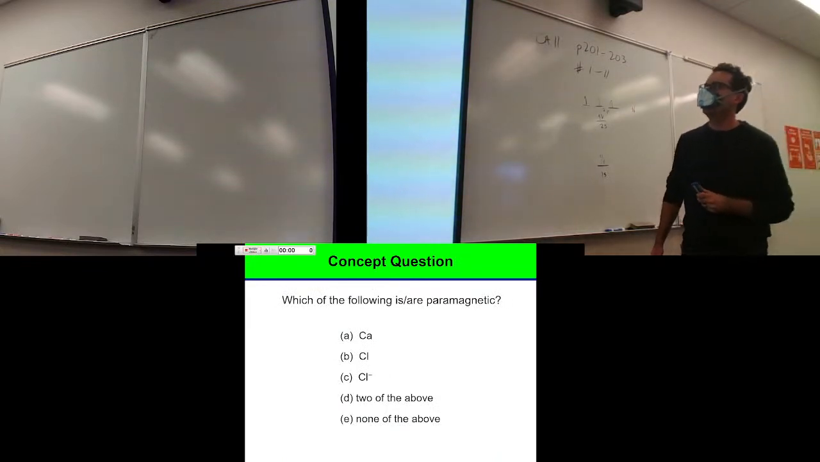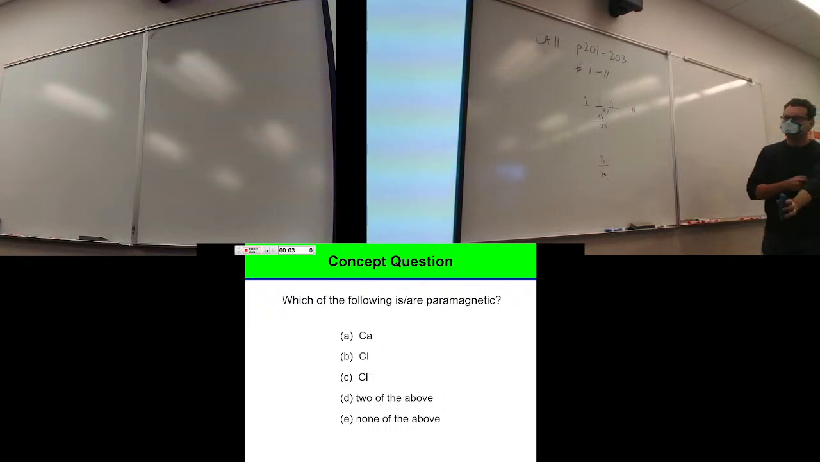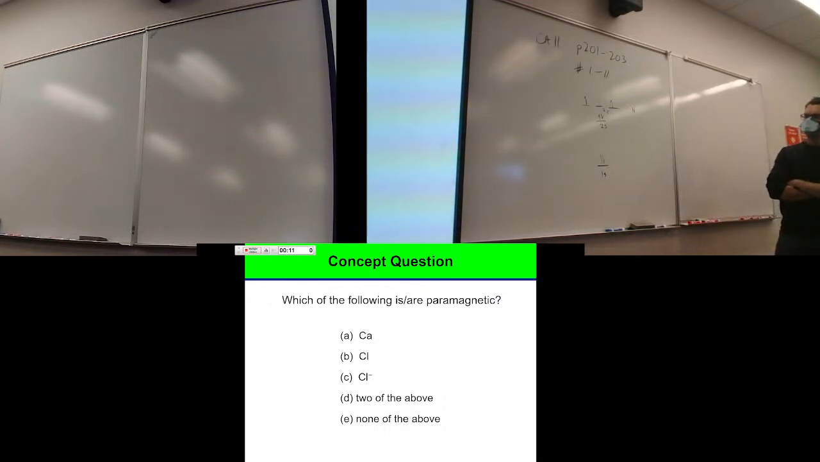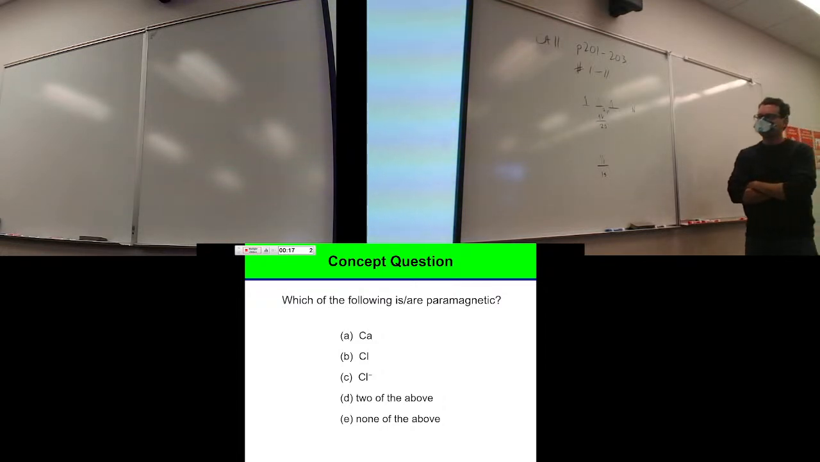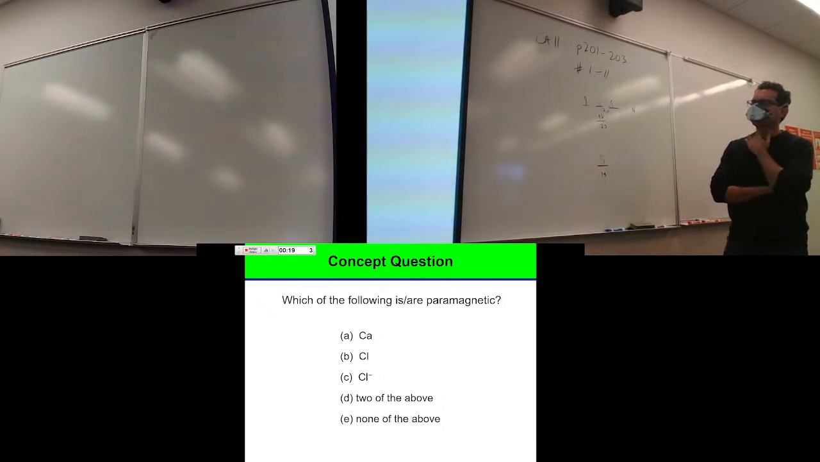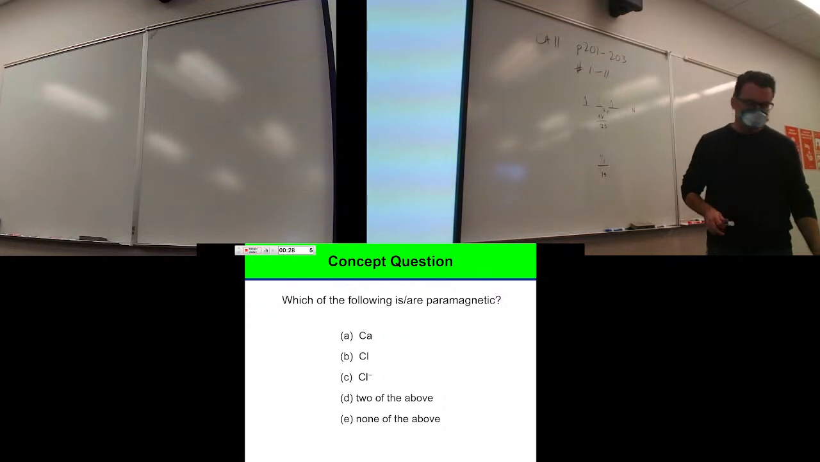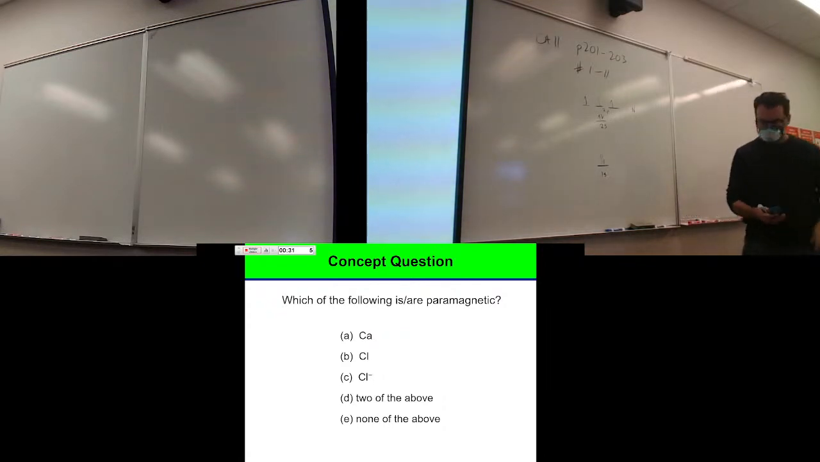Which of the following is paramagnetic? So you've got three options there, or more than one, or none. To be paramagnetic, you need at least one unpaired electron. As long as there's one, it's paramagnetic.